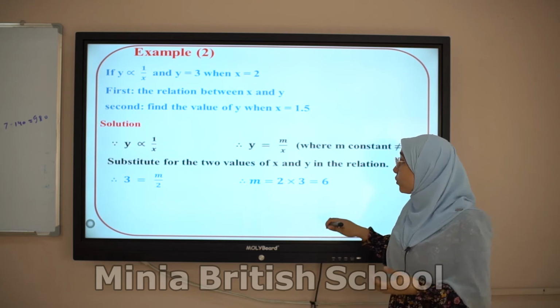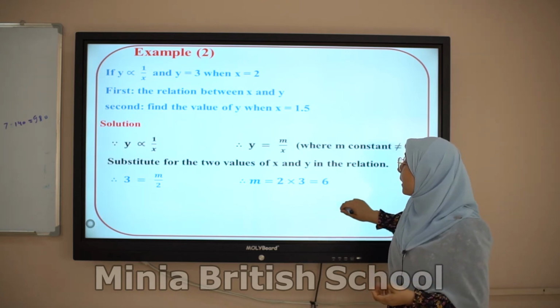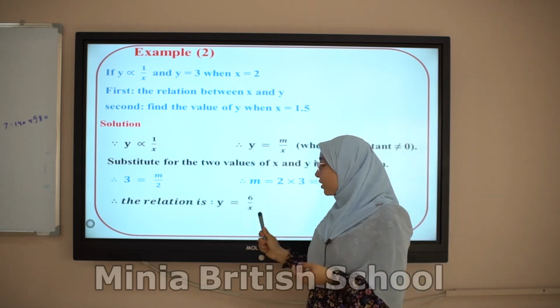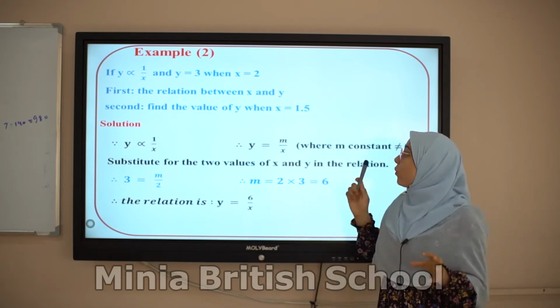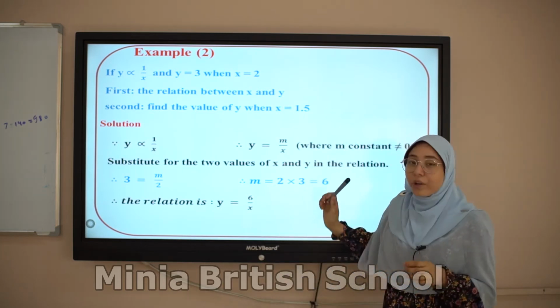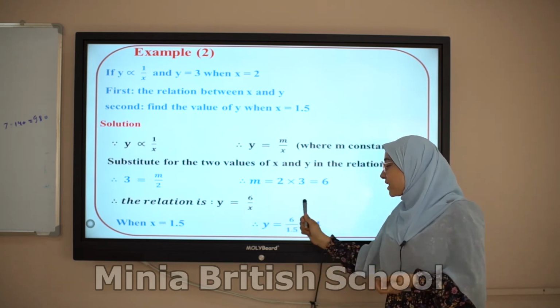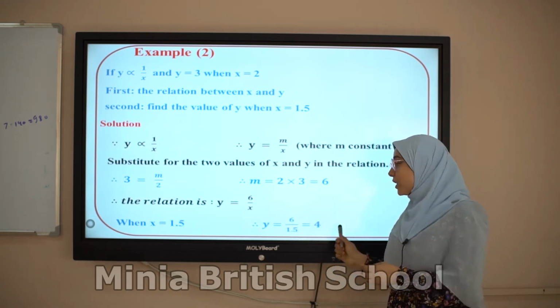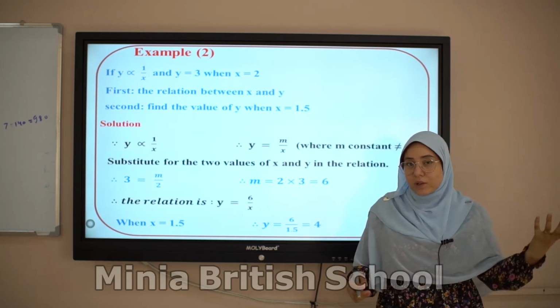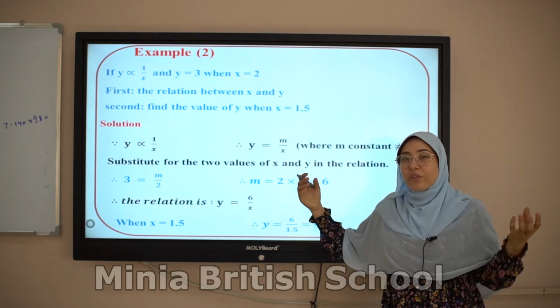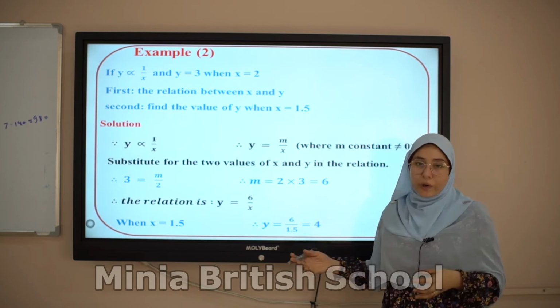So the relation is y equals 6 over x. Now, when x equals 1.5, y equals what? y equals 6 over 1.5 equals 4. When x equals 1.5, y equals 4.